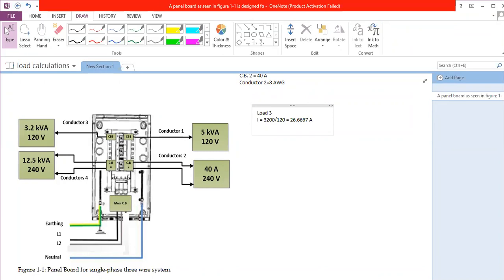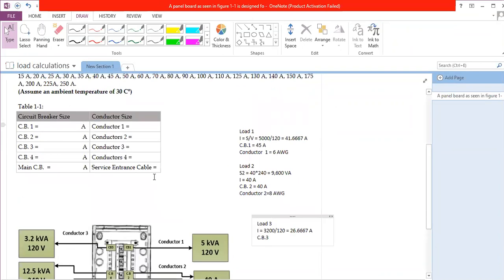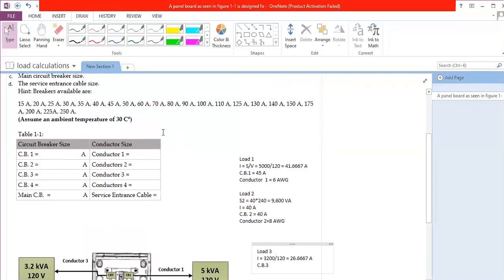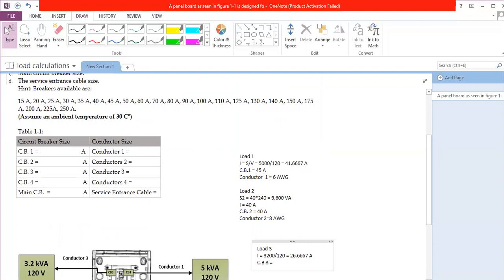So what will be circuit breaker 3? The current needed is 26, so I have to go for 26. I have 25 and 30, so I will go for 30. It is equal to 30 ampere. Okay, so this is for circuit breaker 3.